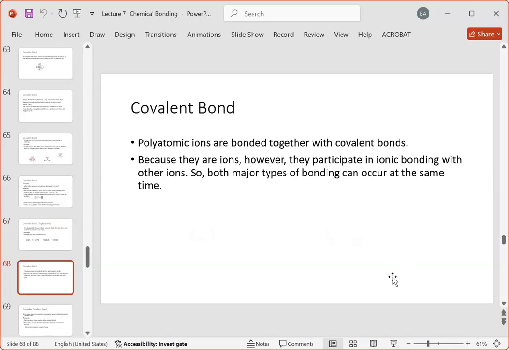So polyatomic ions are bonded together with covalent bonds, because they are ions. However, they participate in ionic bonding with other ions. So both major types of bonding can occur at the same time. You can get ionic bonding and you can also get covalent bonding.